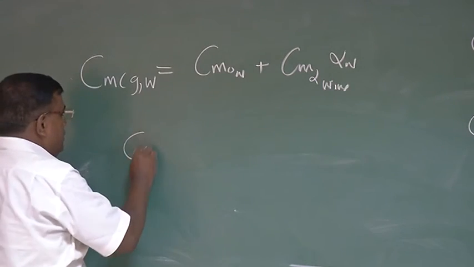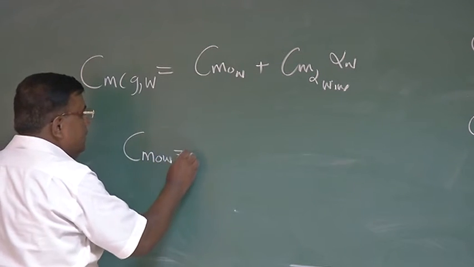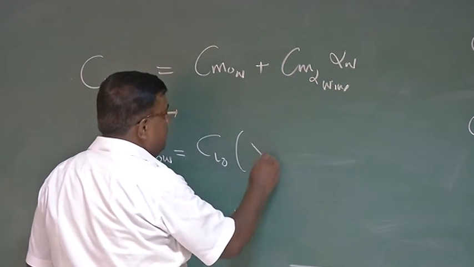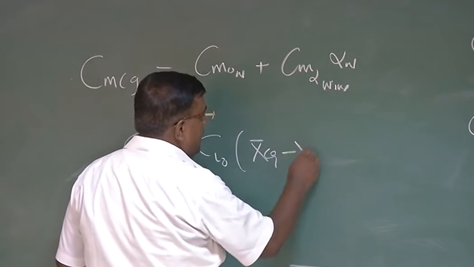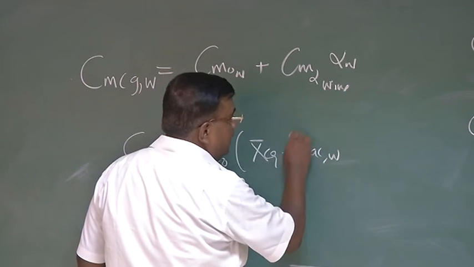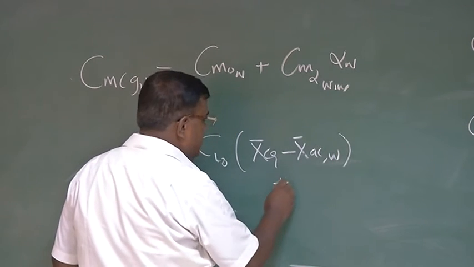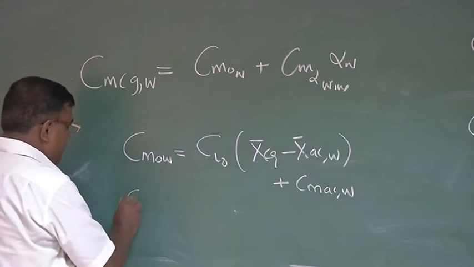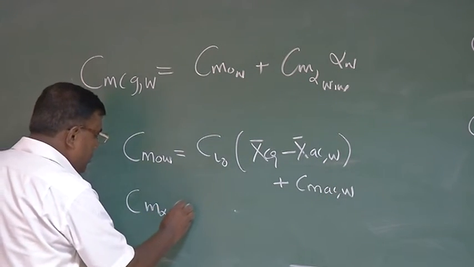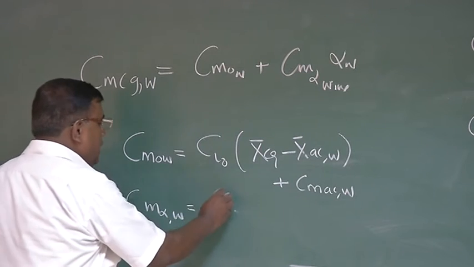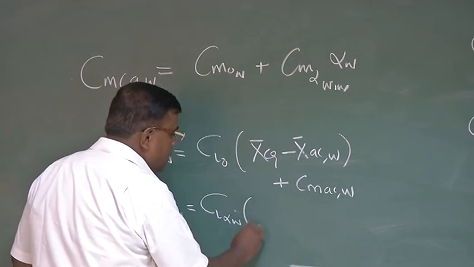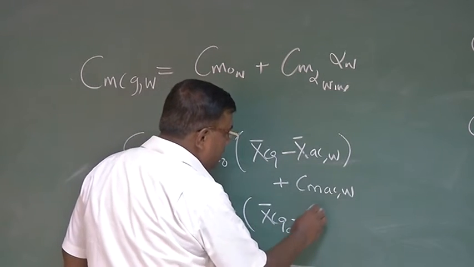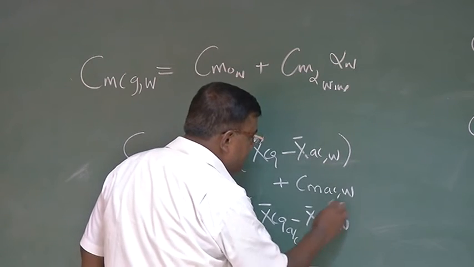Then what is CM naught wing? This is coming to be CL naught into XCG bar minus XAC wing plus CM AC wing, and CM alpha wing is coming out to be CL alpha wing into XCG of the aircraft minus XAC of the wing.